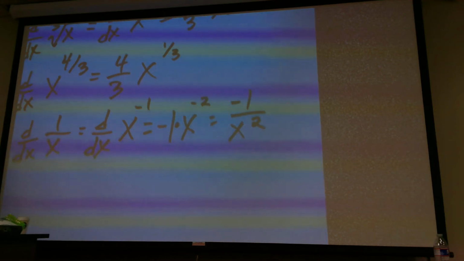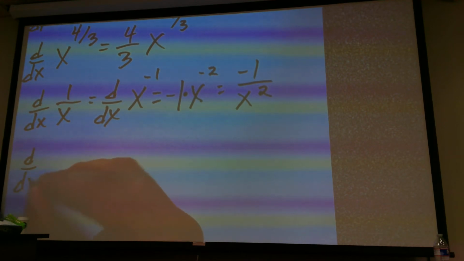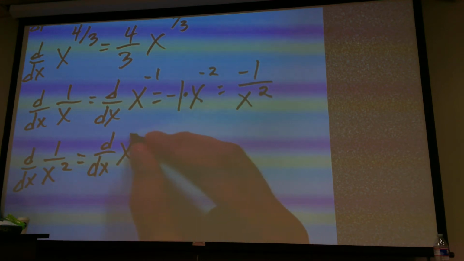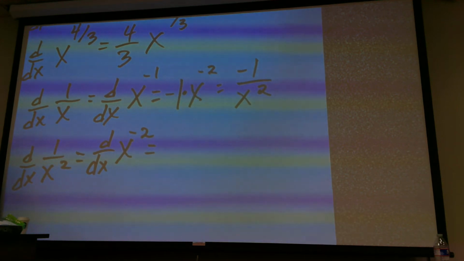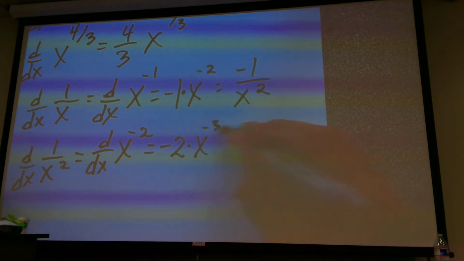Right. So let's say we took the derivative with respect to x of 1 divided by x squared. Okay, so another way to think about this is x to the negative 2 power. So that's going to spit out a negative 2, and then we'll multiply by x to the negative 3. Sometimes you'd like to write it like this.